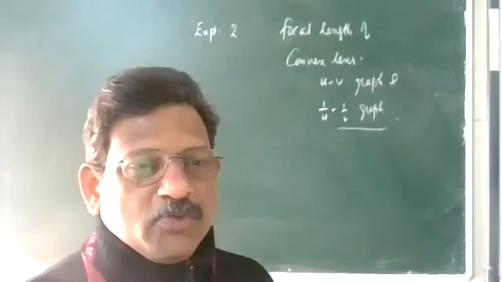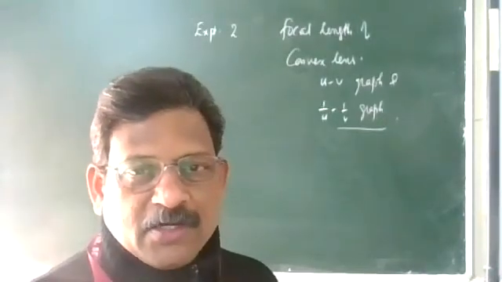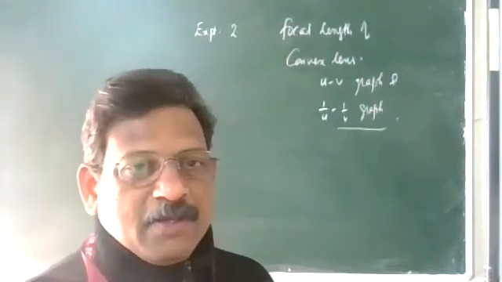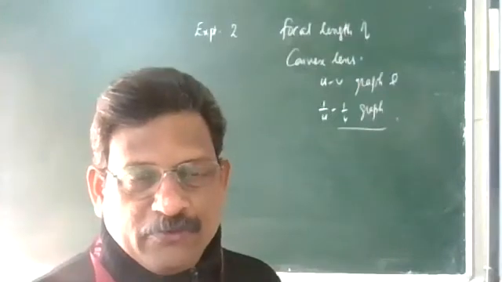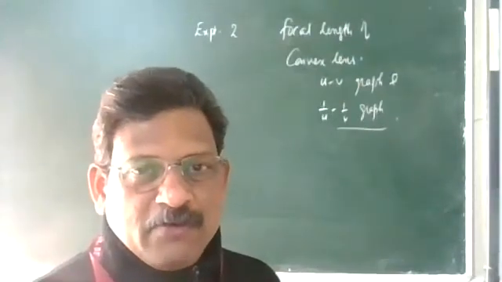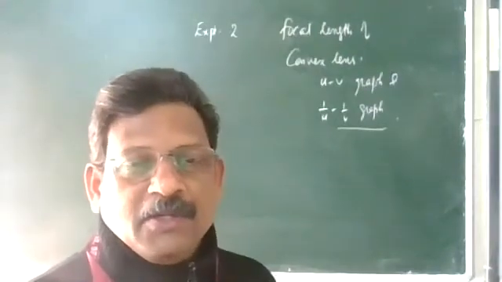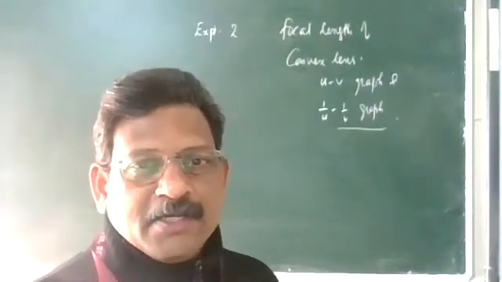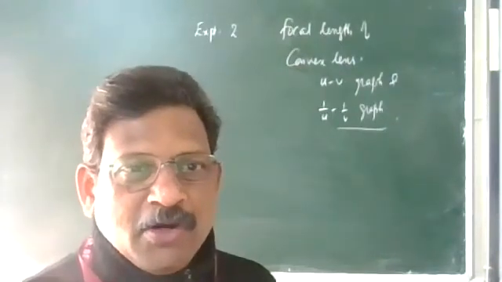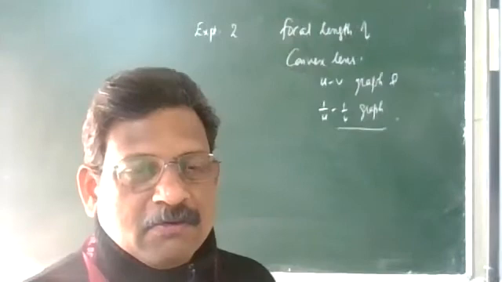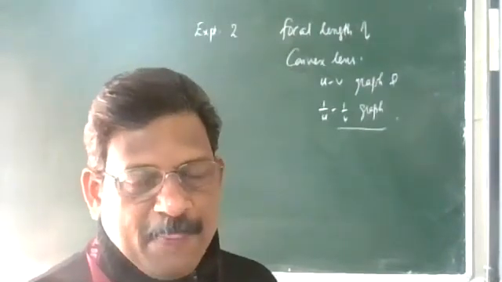Then we reach 2f. The image will be again at 2f, of the same size, real, inverted. And again, when we come between f and 2f, the image will be beyond 2f, real, inverted, magnified. At f, highly magnified. Between f and the optical center, the image is virtual, magnified. So you have to revise all the image formation by a convex lens.